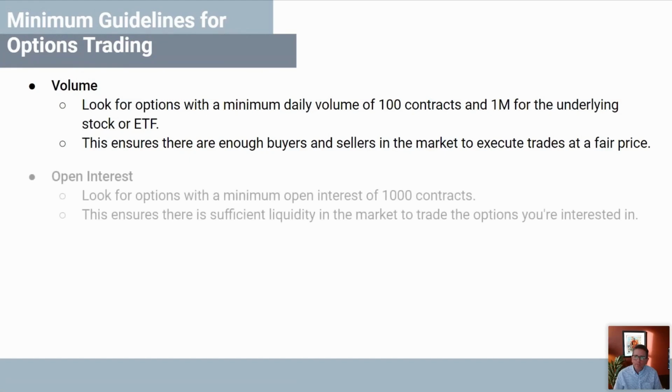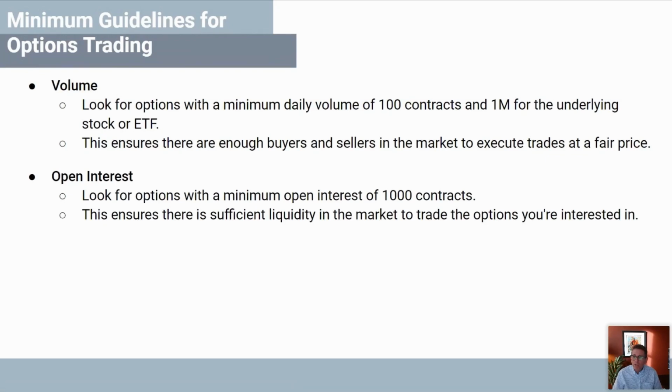Second is open interest. Open interest refers to the total number of option contracts that are currently open. As a general rule, it's a good idea to look for options with a minimum open interest of 1,000 contracts. This helps ensure that there is sufficient liquidity in the market to trade the options you're interested in.